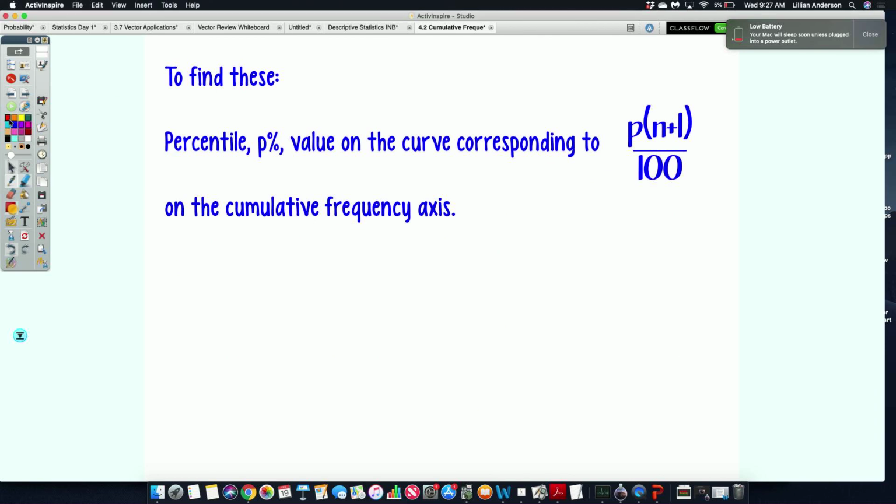Percentiles. Percentile P% is the value on the curve that corresponds to that formula, again, still on your cumulative frequency axis. So percentiles.